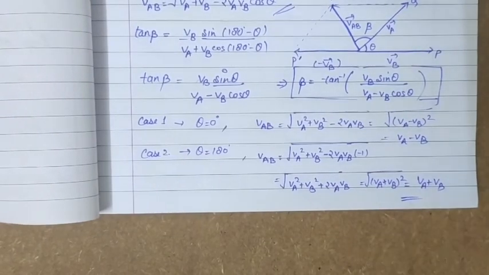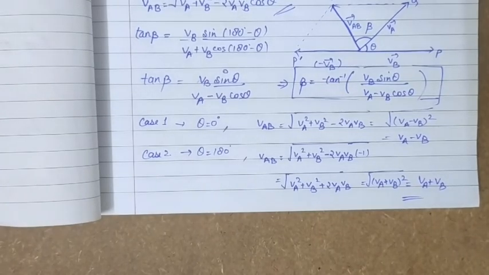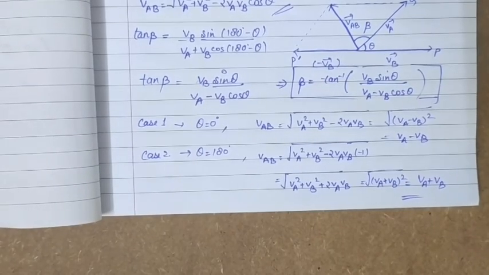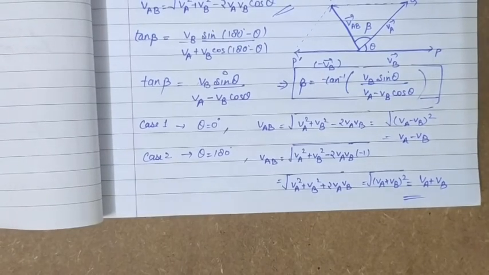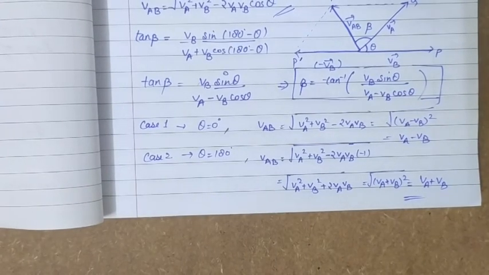These are the two special cases for the magnitude of relative velocity VAB, right? So this is all about the relative velocity, its definition, its graphical explanation and determination.